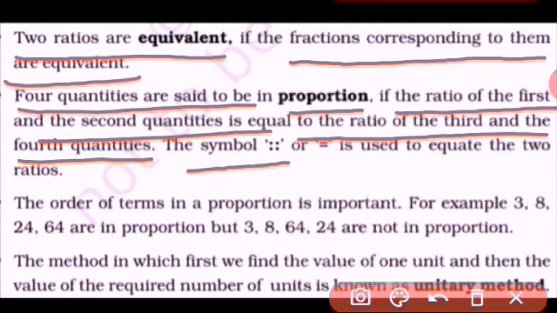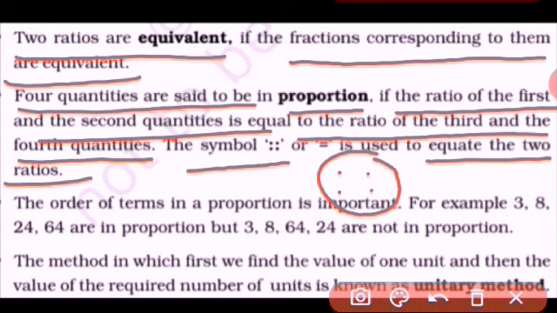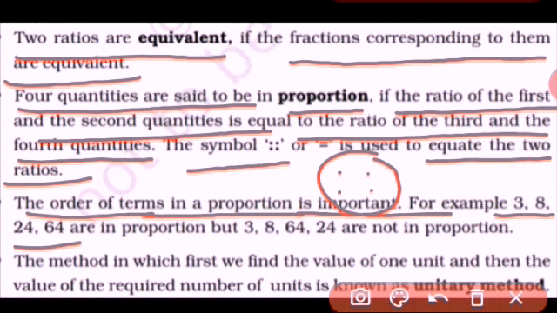The symbol, two dots and two dots, a total of 4 dots, is used to equate two ratios. In other words, the order of terms in a proportion is important. For example, 3, 8, 24, 64 are in proportion, but 3, 8, 64, 24 are not in proportion. I will give you examples. I am just reading this.